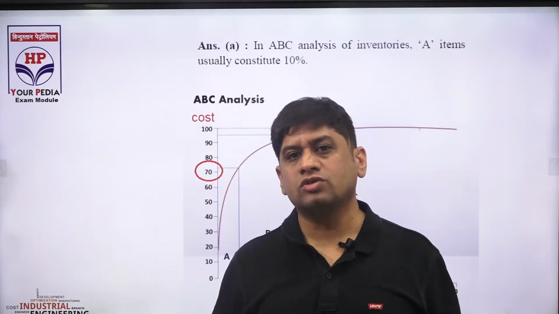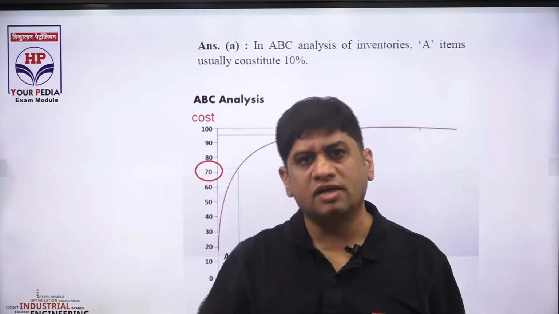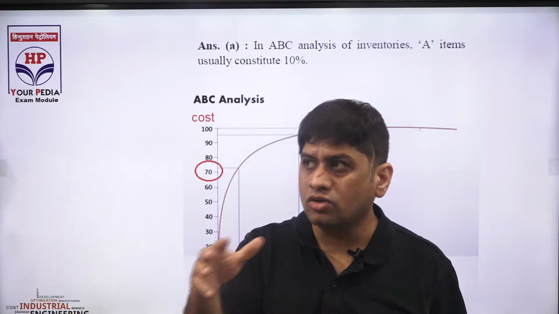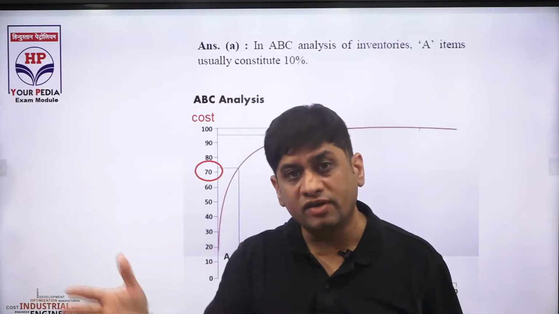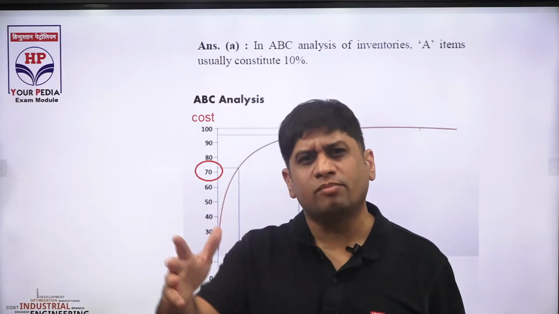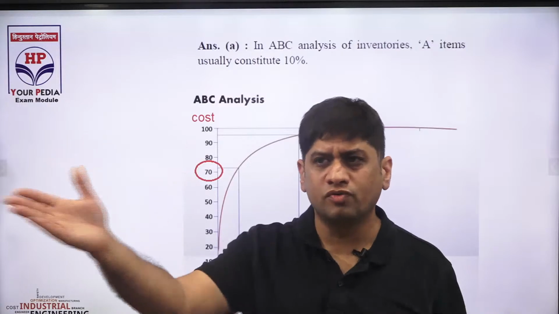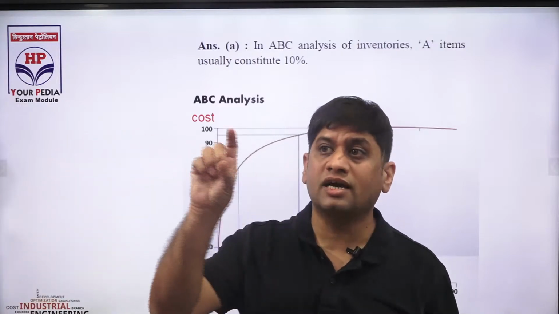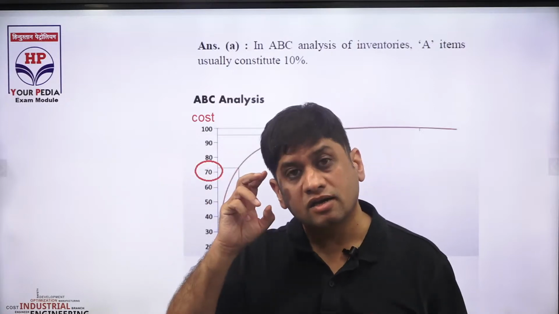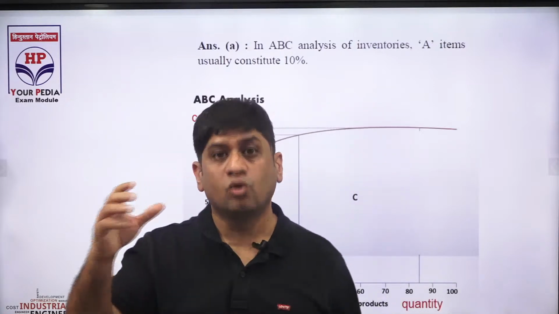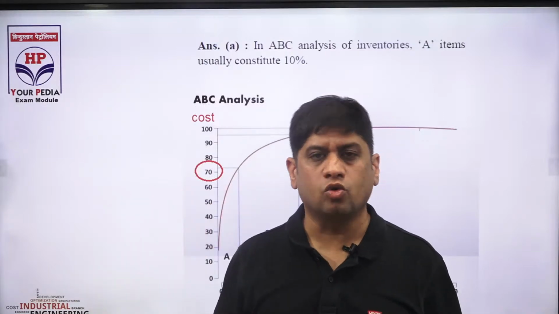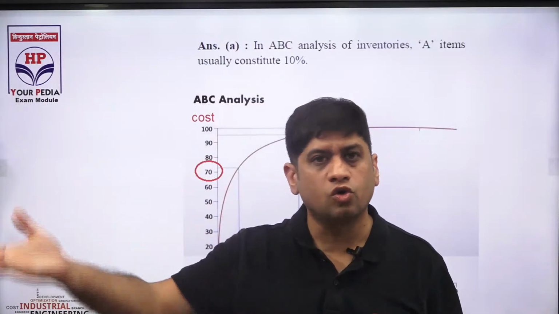B items are those which are more in number than A items, but less in cost. Something like laptop, mobile, TV. They are more in number at home. You go to a room, you find a TV, a laptop, a mobile. They are not as costly as ornaments, but they are more in number and less in cost. And then come C items at home, like your shoes, clothes, and everything.